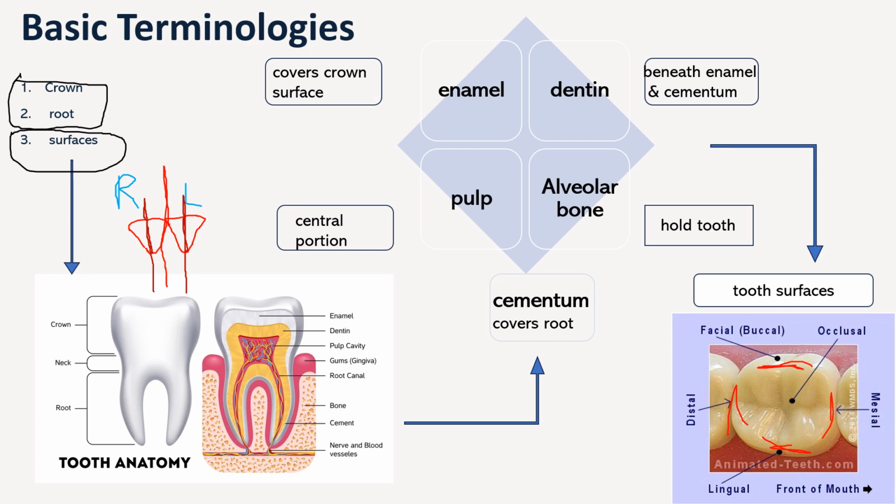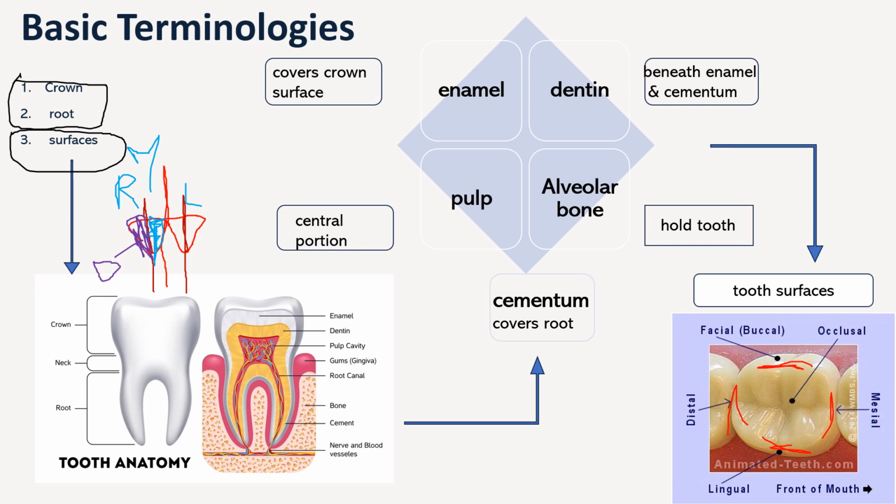Now the portion of a tooth which is towards the midline is known as the mesial side of tooth. And the portion of a tooth which is present away from the midline is known as the distal side. So this is the distal side. Okay, hope you people have understood.